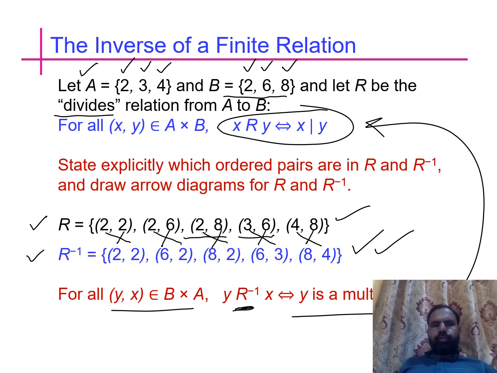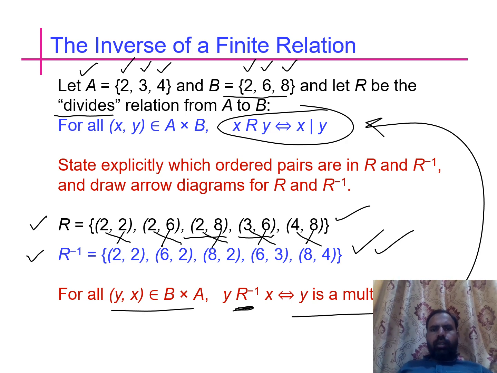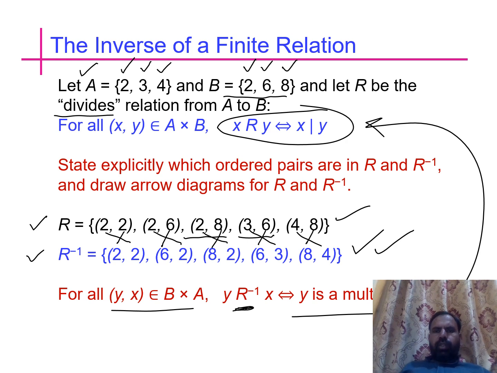The inverse of a finite relation. Let A be the set {2, 3, 4} and B be the set {2, 6, 8}, and let R be the divides relation from A to B. For all (x, y) belonging to A cross B, x is in relation with y if and only if x divides y. We write here R and R inverse.